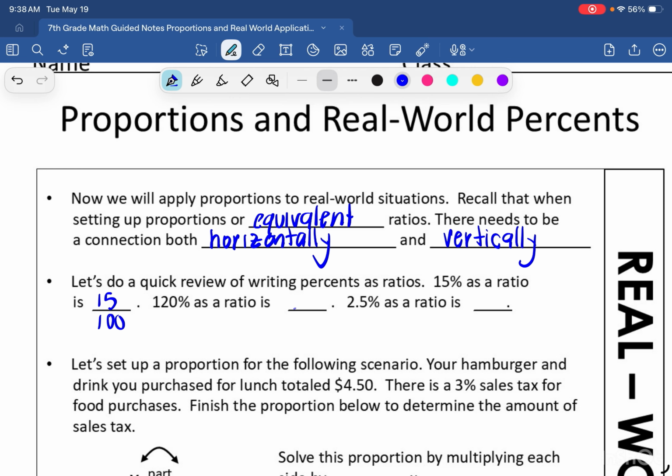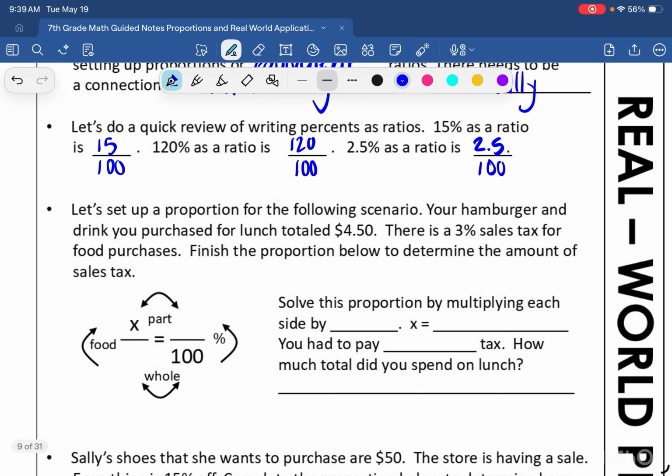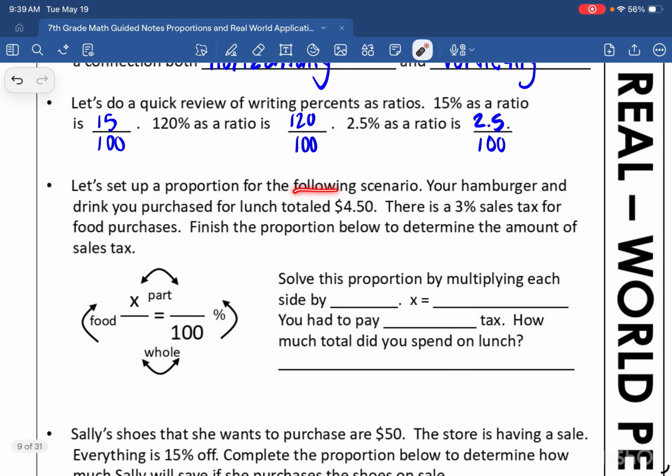120% as a ratio is 120 out of 100. 2.5% as a ratio is going to be 2.5/100. Let's set up a proportion for the following scenario.